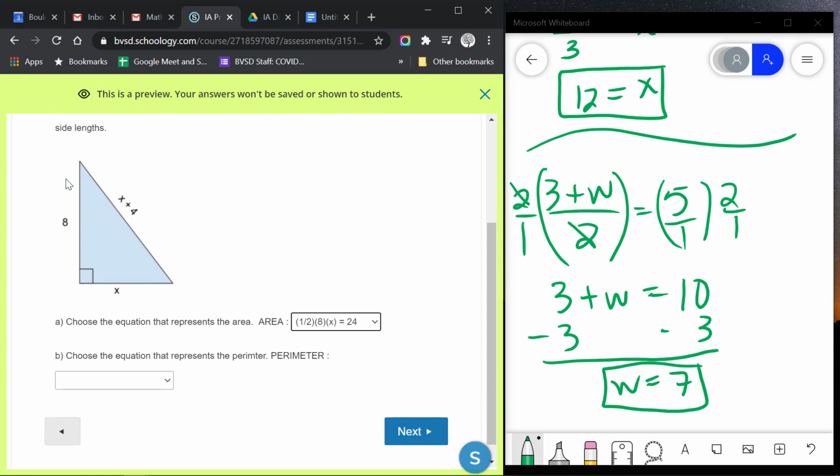Now for the perimeter, we want to add up all the sides. So we're going to have 8 plus x plus 4, and that's equal to 24 centimeters.